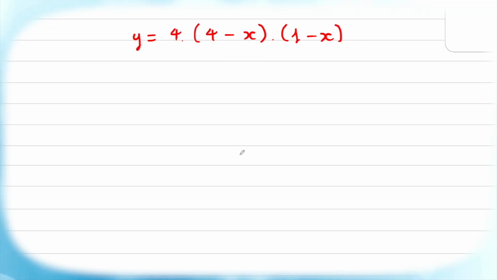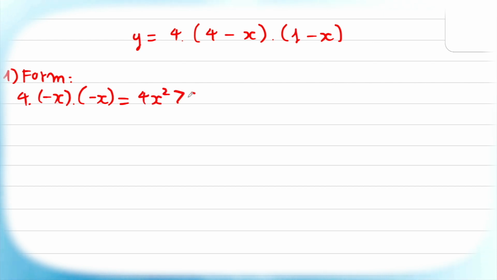One more example when I want to draw the parabola from the factorizing form. So the first step, I need to determine the form of this graph, and the number outside is 4. The first x is minus x, the second x is minus x. Multiply them together, you got 4x squared greater than 0, so we have a smile.